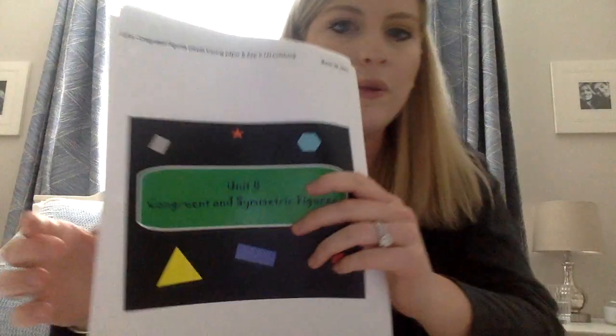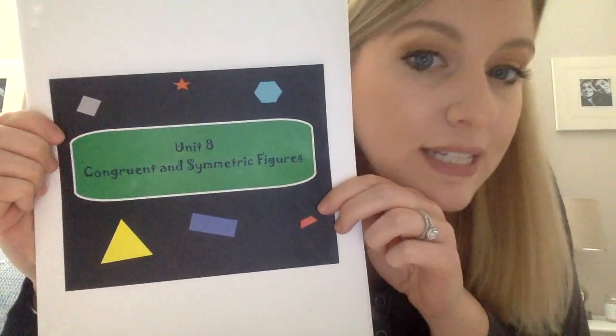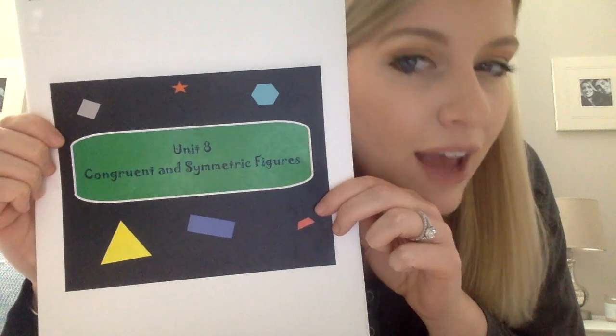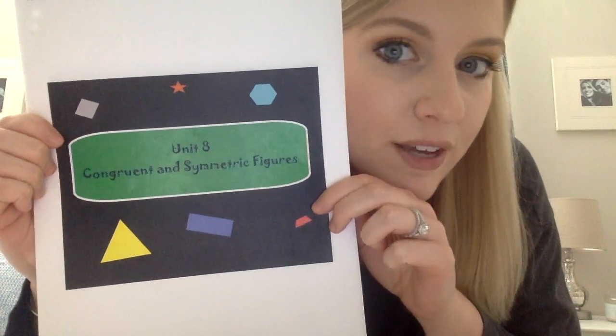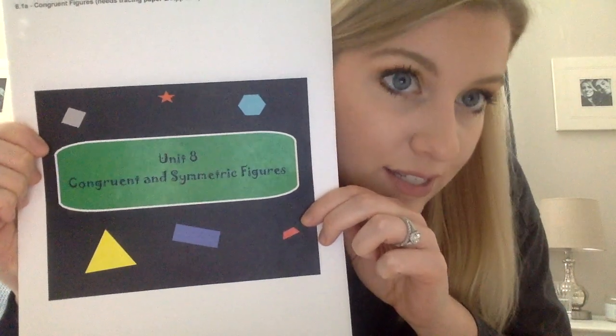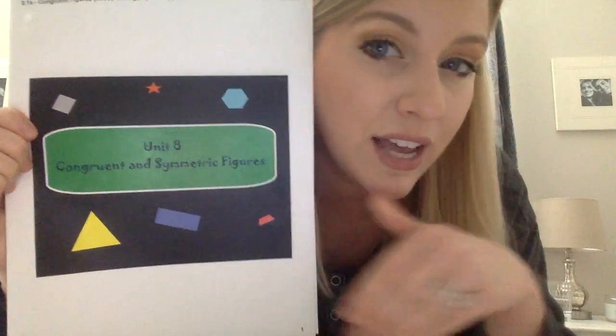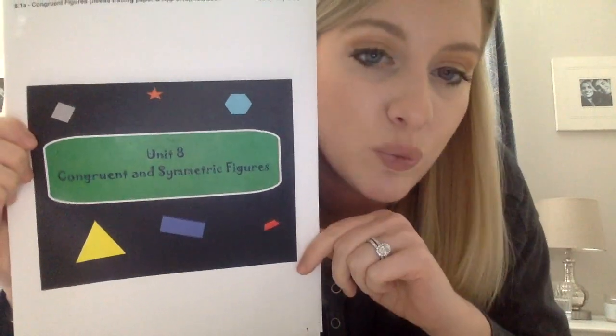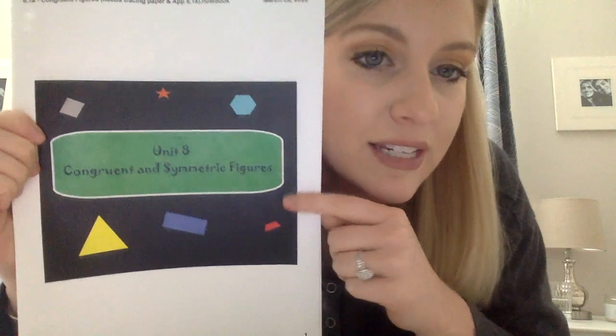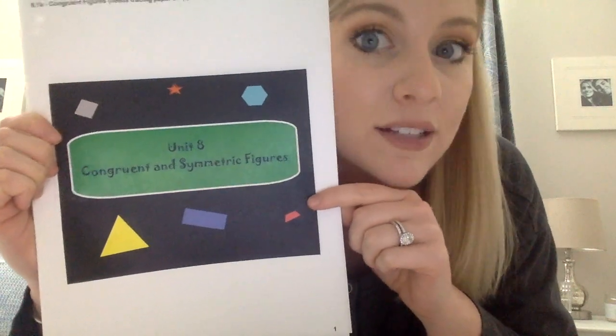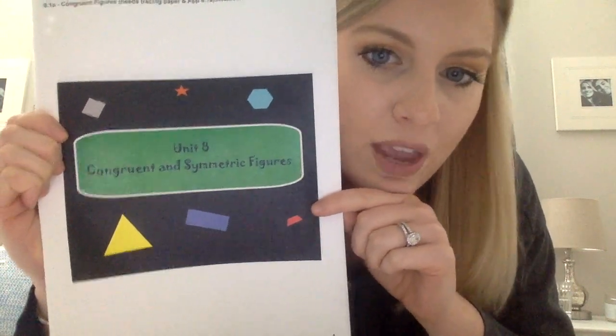This unit, Unit 8, which we are starting today, is all about congruent and symmetric figures. I know you know the word congruent because of our Simple Solutions lessons. So this lesson is kind of a review to get us ready for symmetric figures and to get us ready for creating tessellations. Okay?